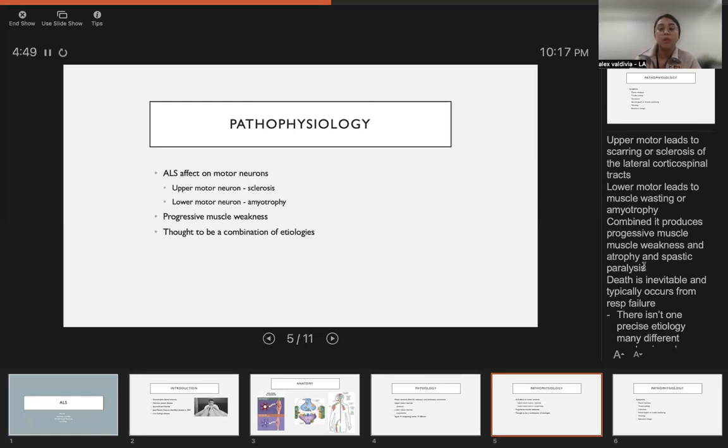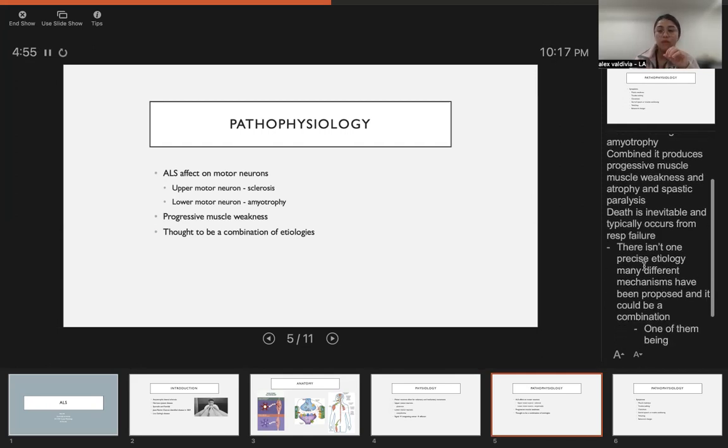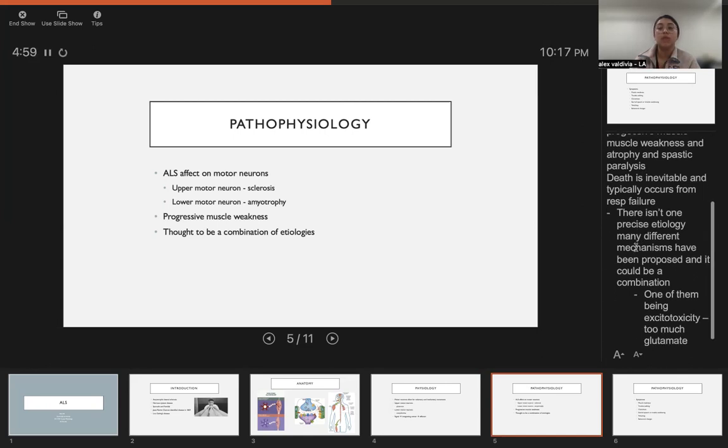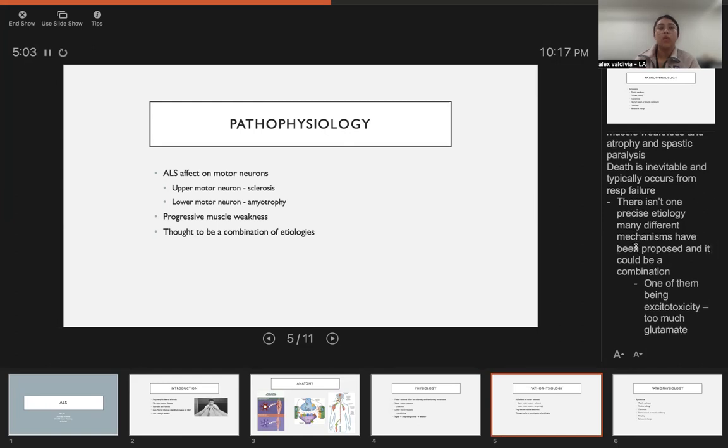There isn't one precise etiology. It's a combination of many different mechanisms that have been proposed for what actually causes this to happen. One of them is called excitotoxicity, which just means that there's an abundance of glutamate.